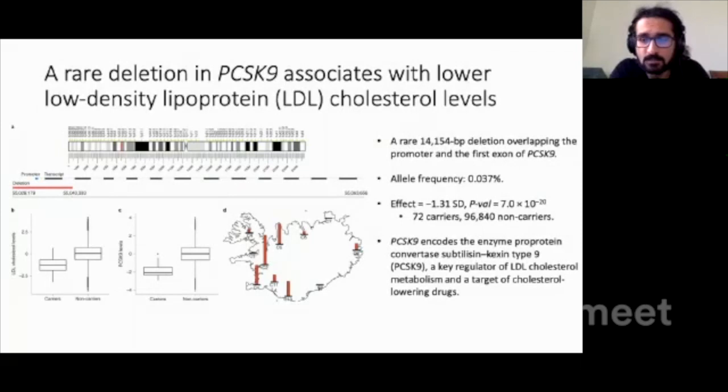PCSK9 is a gene that encodes the protein PCSK9, and it is a key regulator of LDL cholesterol metabolism, and it has even been a target of cholesterol-lowering drugs that Amgen uses. So, although previous work has been done on PCSK9 with loss of function mutations, this SV associating with the very same phenotype hasn't been shown, although expected, and we have shown it in our data.